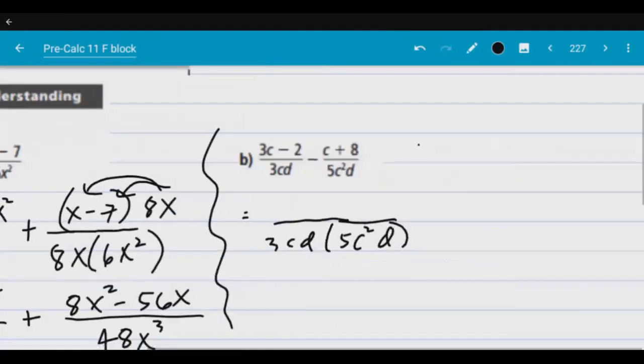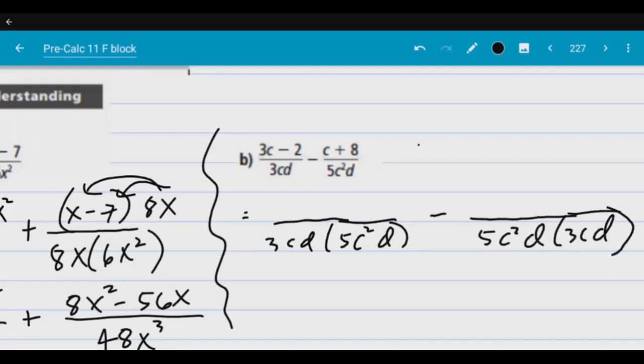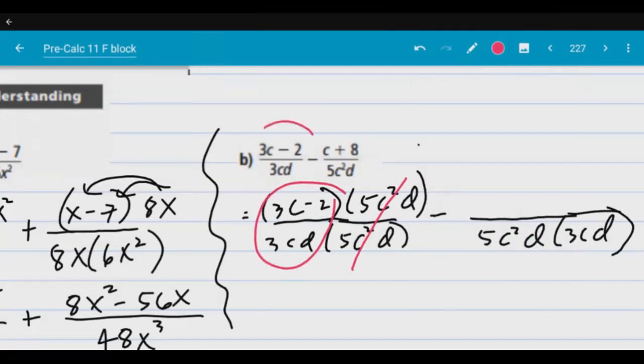While the second fraction, same thing. The 5c squared d, I will multiply by 3cd. So the first fraction, which only had 3c minus 2 as a numerator, since the denominator was multiplied by 5c squared d, I will do the same thing to the one on top. All right. Now, guys, look. If I were to cancel these two, 3c minus 2 over 3cd would be going back to the original fraction, right? So that's okay.